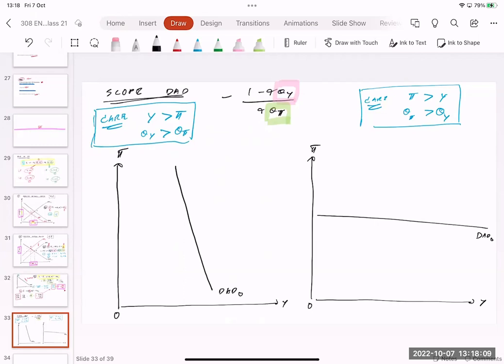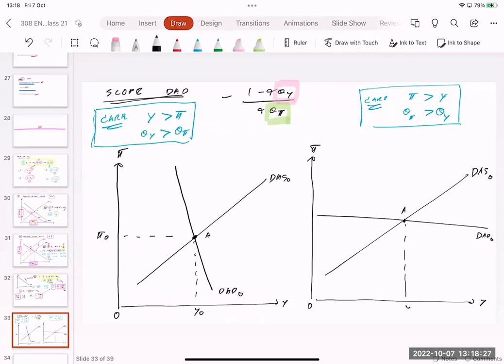How about DAS? DAS is still the same. This is DAS at time 0. It's a 45-degree positive slope, like this. You have equilibrium point A, with GDP Y0 and inflation pi 0. And since the slope of the DAD is different, when you have a positive supply shock, DAS shifts up like this.